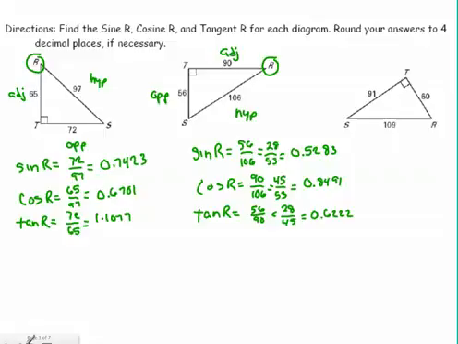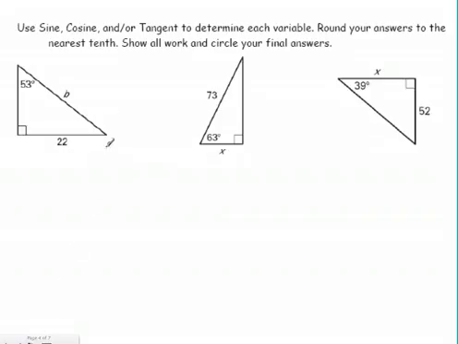I'll leave the third one up for you to try. I hope you get it right. You can always check your answers with me in the morning in real life. The next thing says use the sine, cosine, and or the tangent to determine each variable. Round your answers to the nearest tenth, so it's just going to be to 1 decimal place.